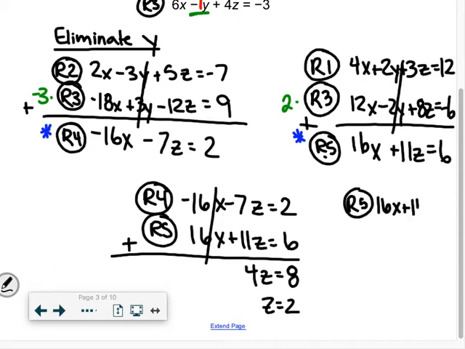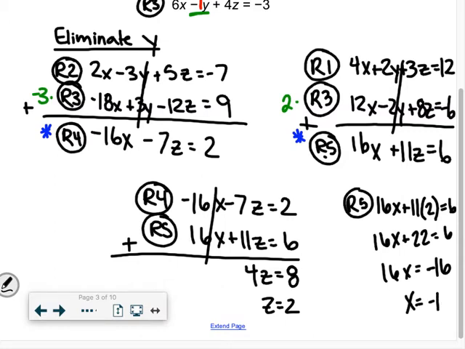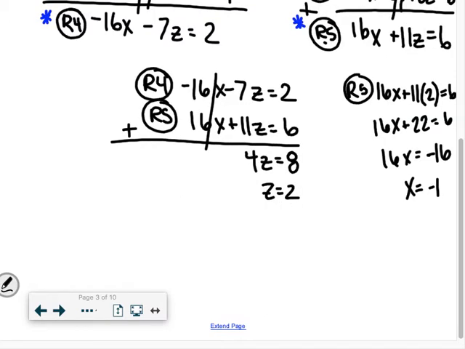16x plus 11 times 2 equals 6. That's 16x plus 22 equals 6. 16x equals 6 minus 22, negative 16. So x equals negative 1. And if you plug that into R4, you should get the same answer of negative 1. Okay, I'll move this up so you guys can see there in the back. Sorry. And now that I have z and x, how will I find y?